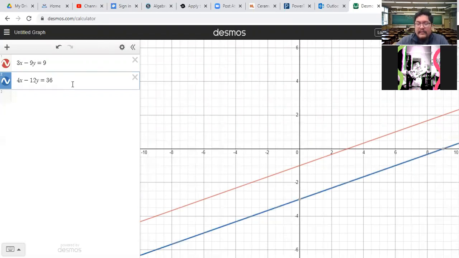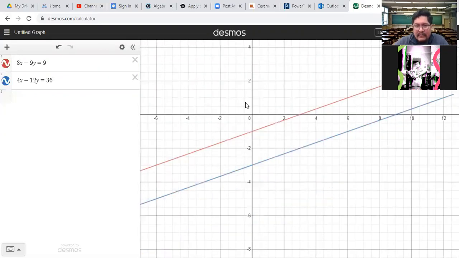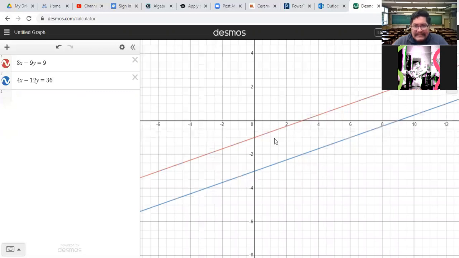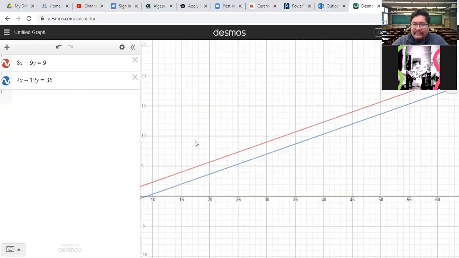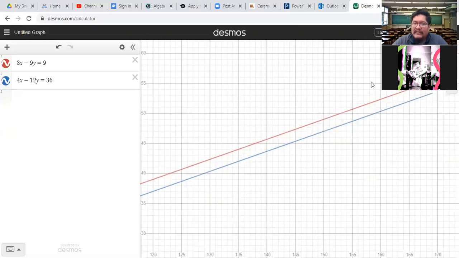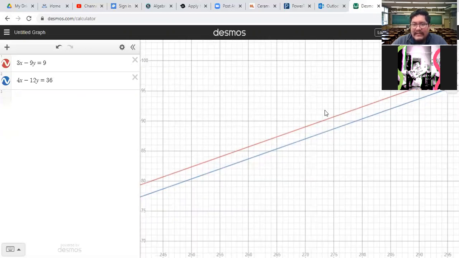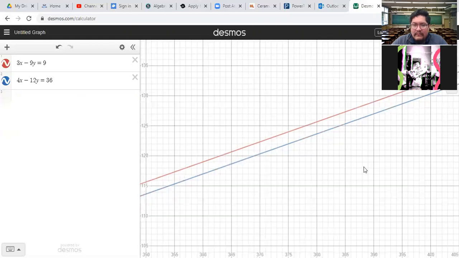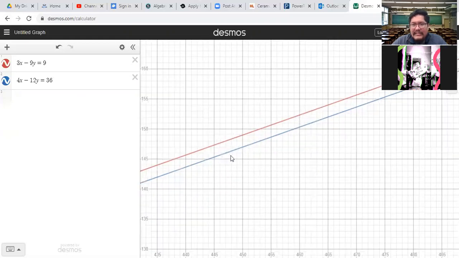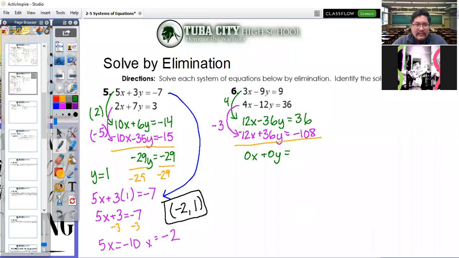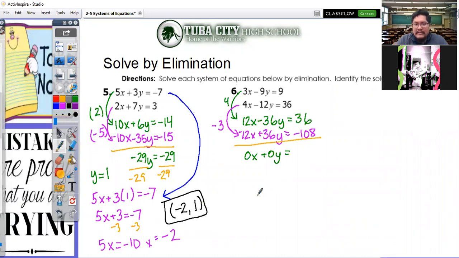So I'm going to go ahead and plug those equations in, and let's see what we have. All right, so there is no intersection. They do not cross each other at all. So that's why, well, I almost said it there, but what does that mean? Well, it means that there is no solution.